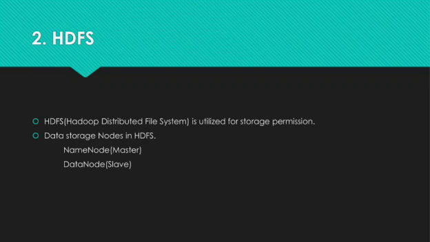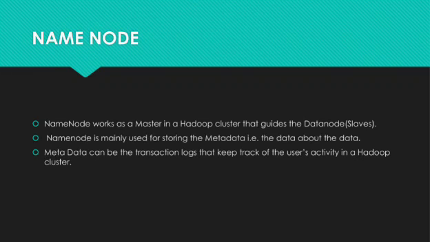HDFS in Hadoop provides fault tolerance and high availability to the storage layer and the other devices present in that Hadoop cluster. Data storage nodes in HDFS: name node as master, data node as slave. Name node works as a master in a Hadoop cluster that guides the data node. Name node is mainly used for storing the metadata, that is the data about the data. Metadata can be the transaction logs that keep track of the user's activity in a Hadoop cluster.